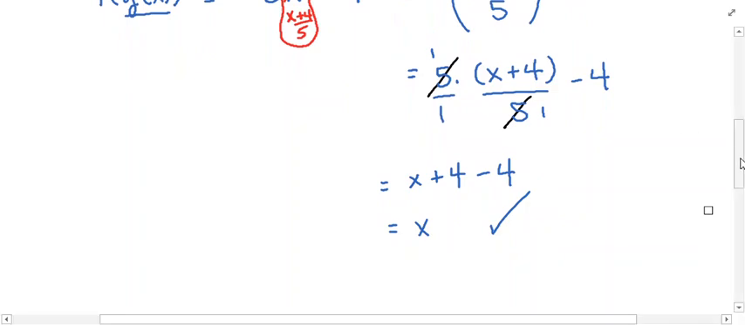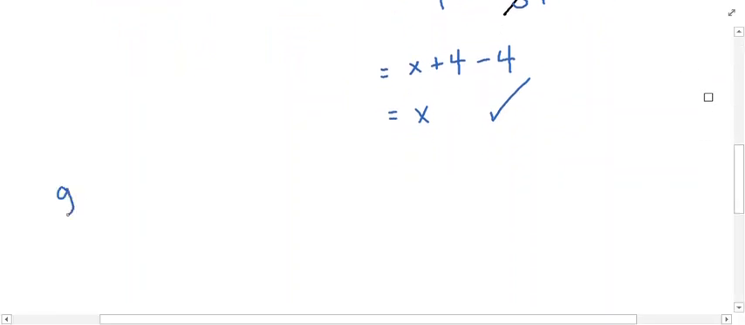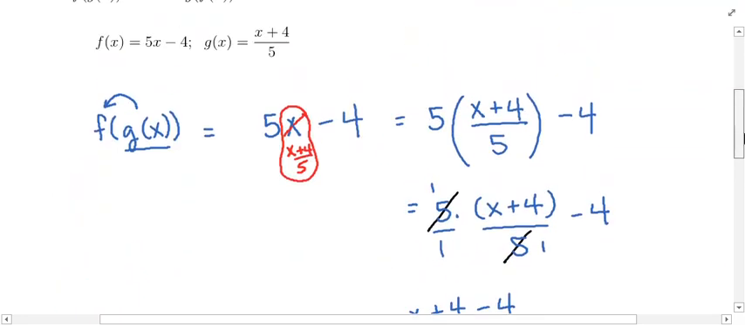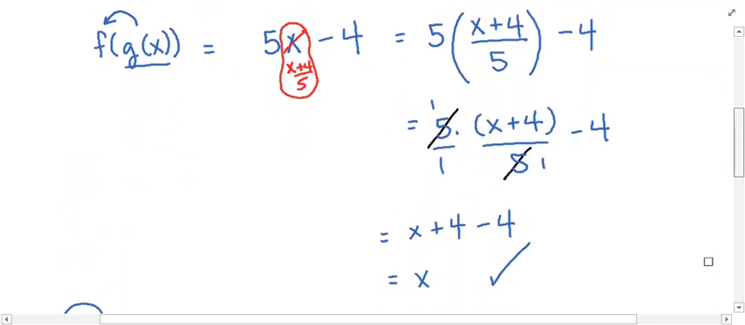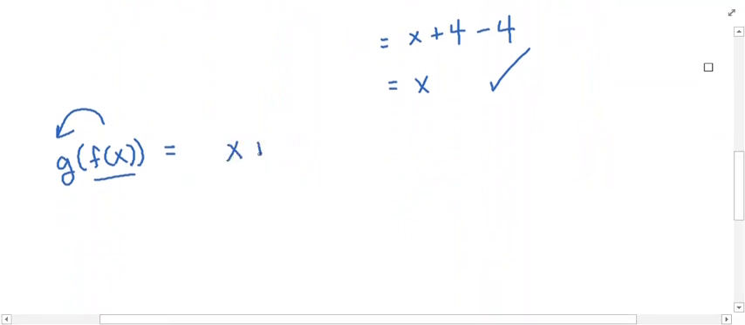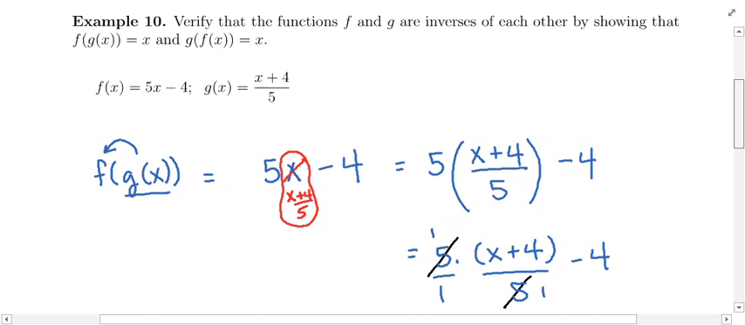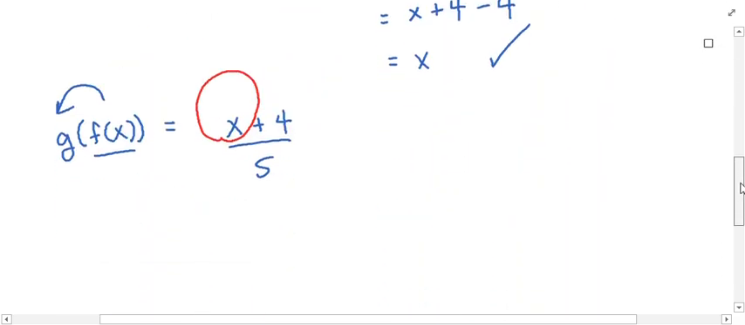Now we need to check the other direction. We need to do g of f of x, so we're just switching the inside and outside functions. Now we're plugging f into g. If we compose in this direction and also get x, this will prove that these two functions are inverses of each other. Since g is my outside function, I write down g of x, that's x plus 4 all over 5. Then everywhere I see an x, I circle it and replace it with f of x, that's 5x minus 4.